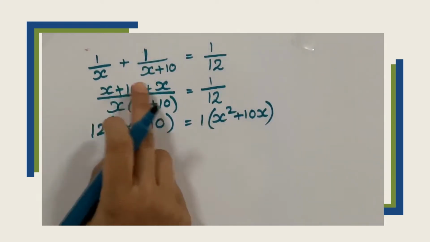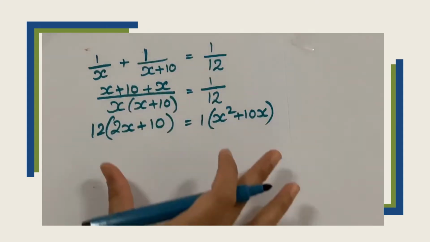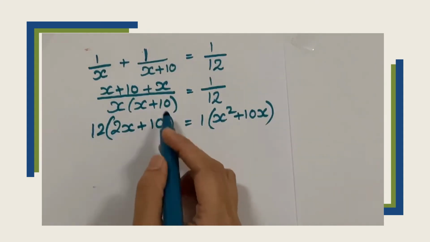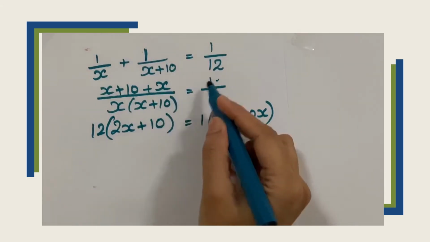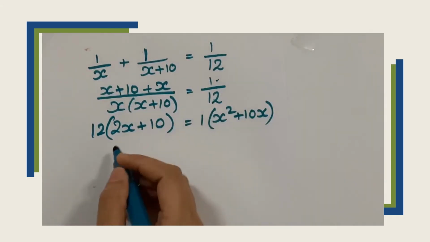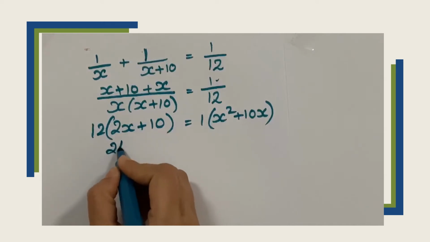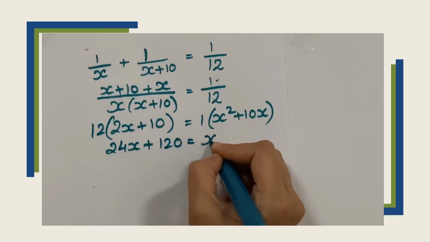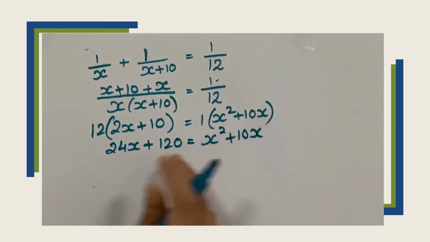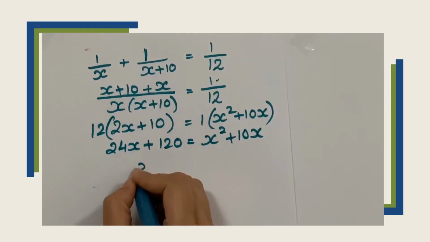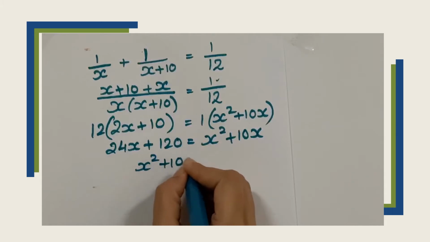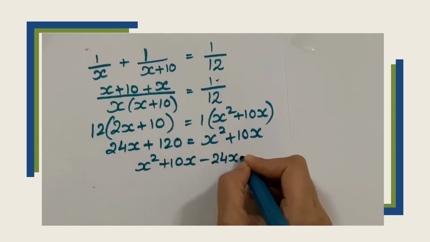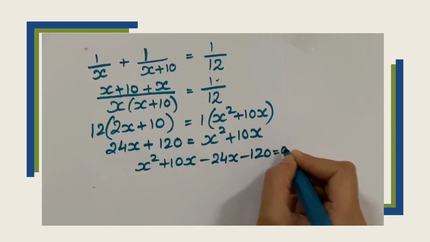So I simplified and did cross multiplication in a single step. It becomes 12 into 2x plus 10 equals 1 into x square plus 10x. Next, multiplying this, 24x plus 120 equals x square plus 10x. Then move this to the right side. It's already x square plus 10x on the right side. Let's move this, so it becomes minus 24x and minus 120 equal to 0.